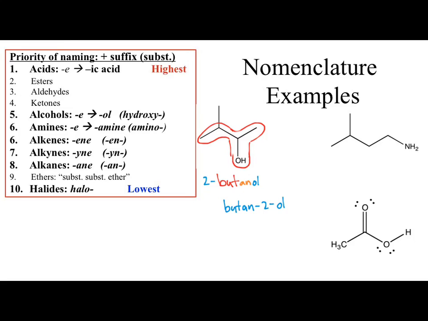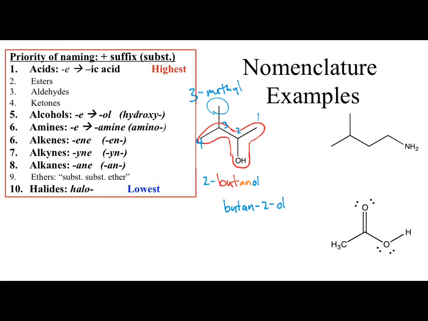Okay, so we're going to number right to left. 1, 2, 3, 4. Do we have any substituents on this structure? Yep, we have the methyl, so we could circle that, label that as our methyl. Where does the methyl show up? Position 3. So all together we've got 3-methyl-2-butanol or 3-methyl-butan-2-ol. Either of those names work. It ends up being whichever one you're more comfortable with. Questions about that one?